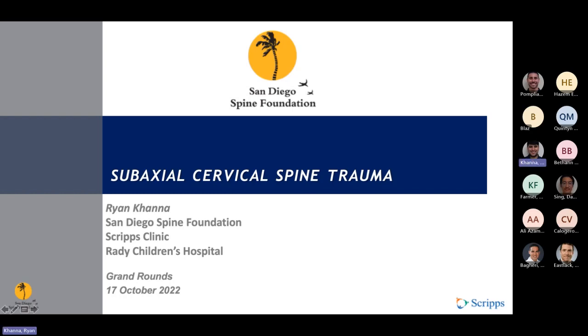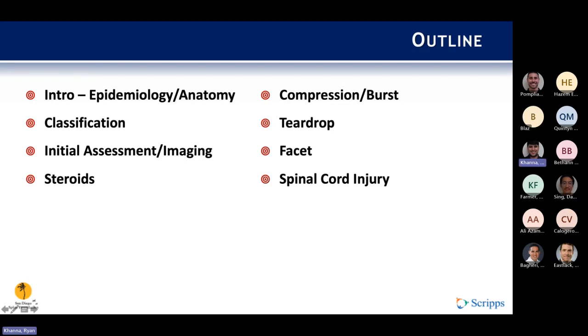So just a brief outline of the topic today. I'll start off with an intro of the epidemiology and anatomy of the subaxial cervical spine. Some of the different classifications, focusing on two of them, of how to classify subaxial cervical spine trauma. The additional steps to assess and what imaging to do, the role of steroids, which is kind of controversial, a little bit more about the mechanisms of the trauma, including compression, teardrop, facet injury, and then what to do in classical spinal cord injury, and if that changes how we manage these patients.